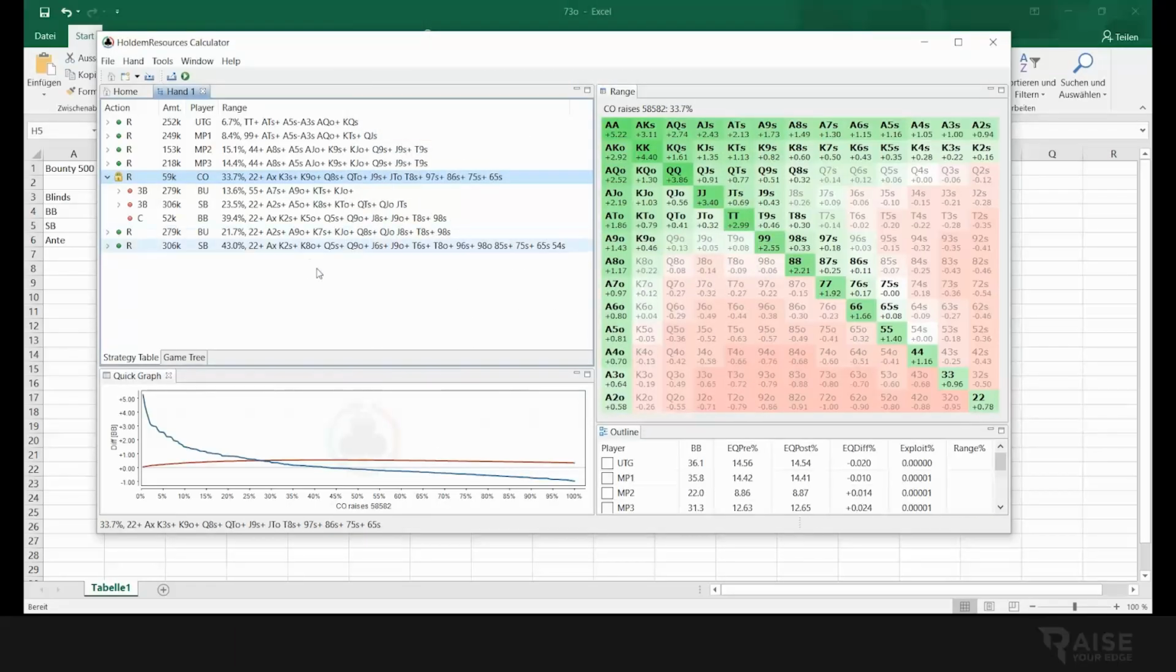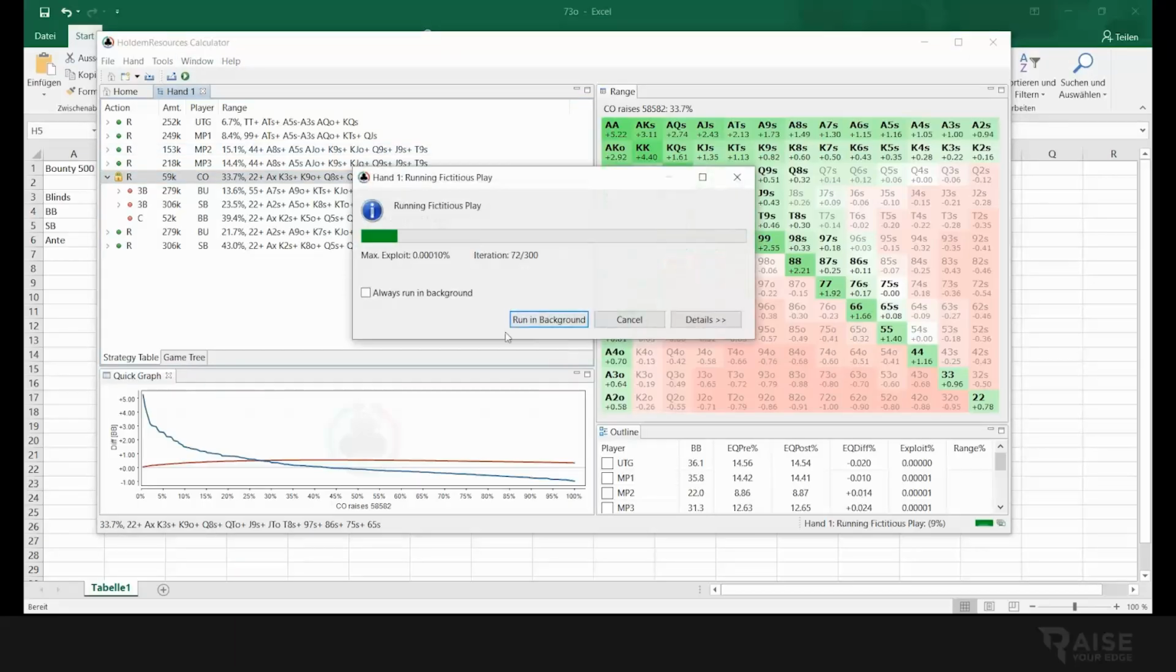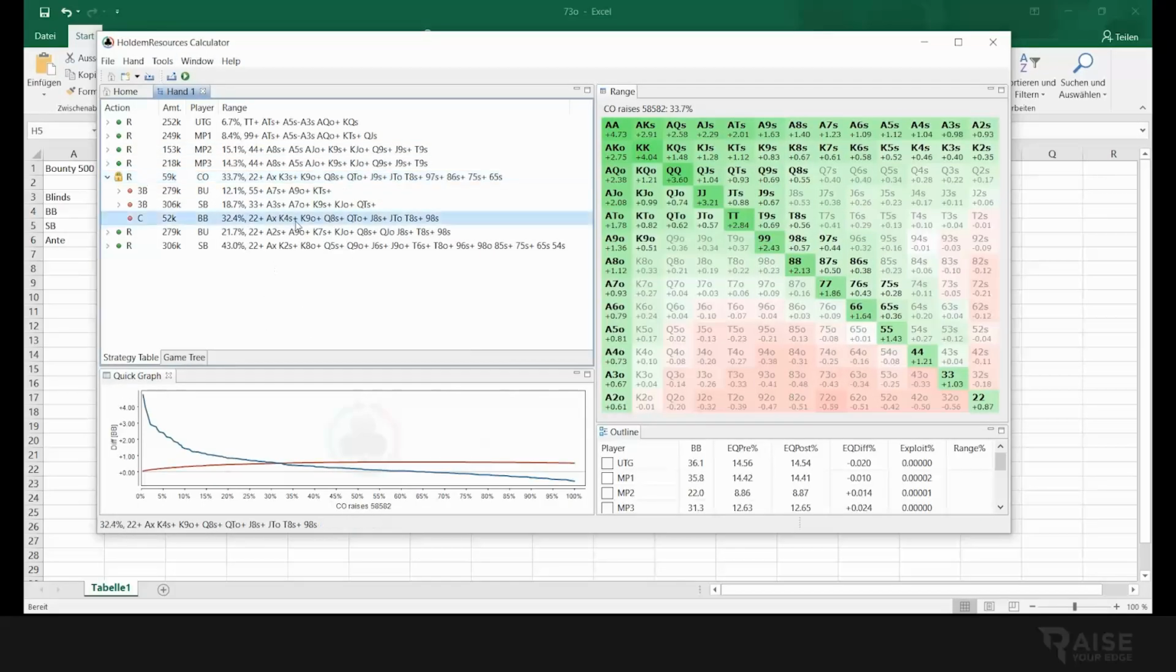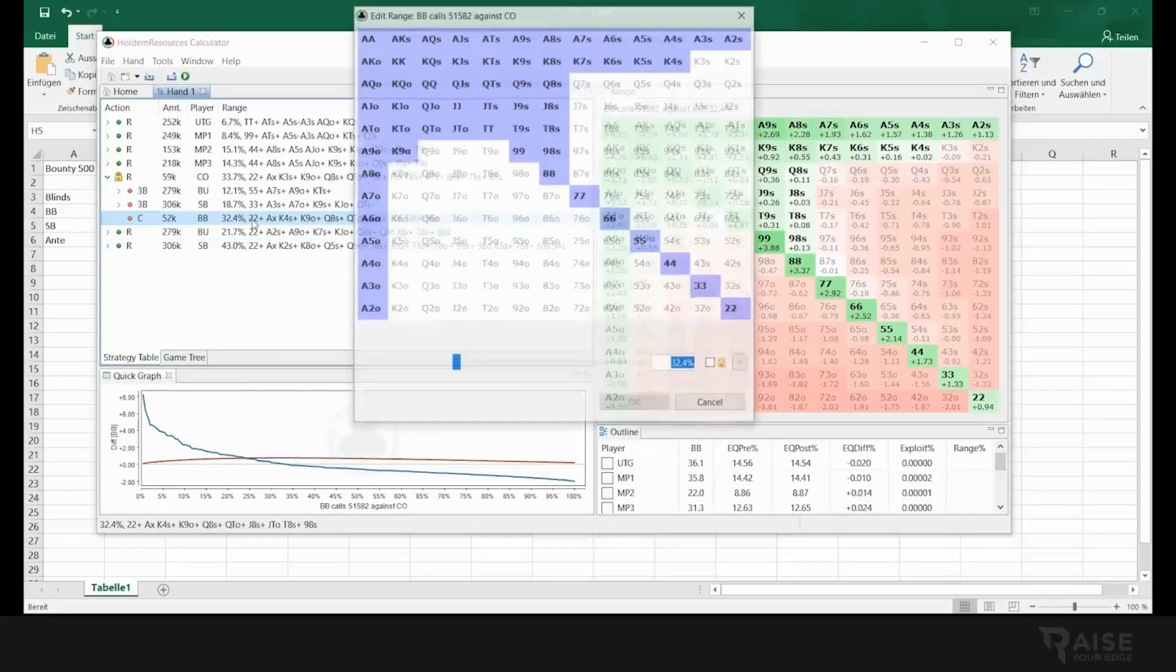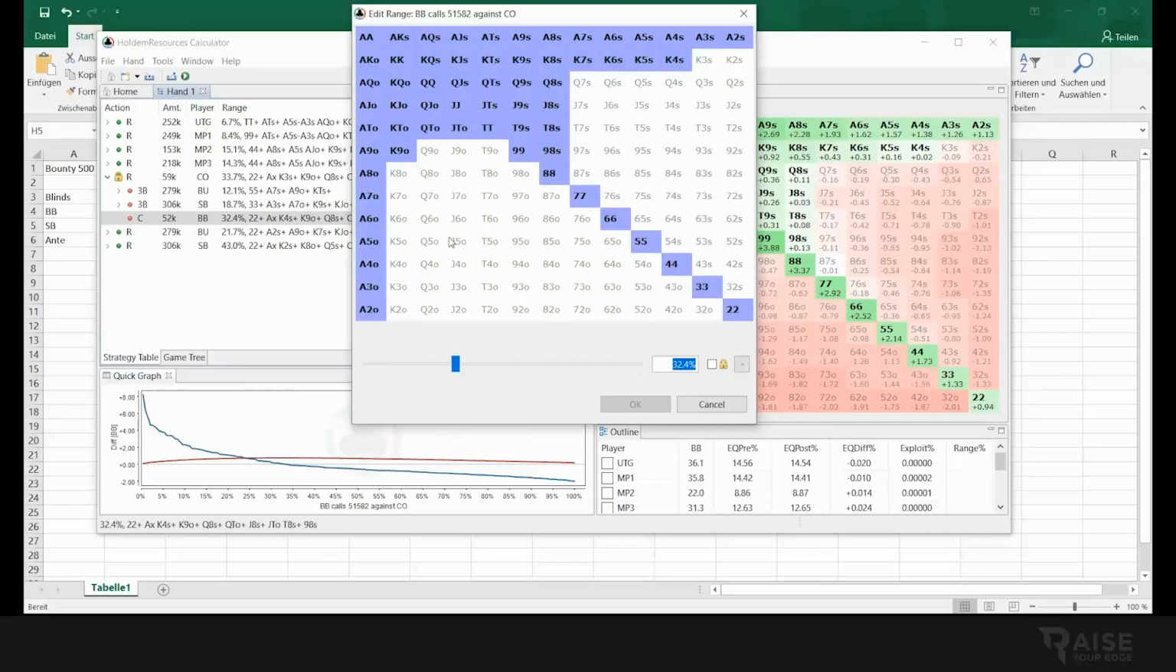Okay, if we do this, I just let Charlie recalculate it. If the cutoff jams like this, we are calling 32.4% Nash-wise. But this is without a bounty, just a normal freezeout.